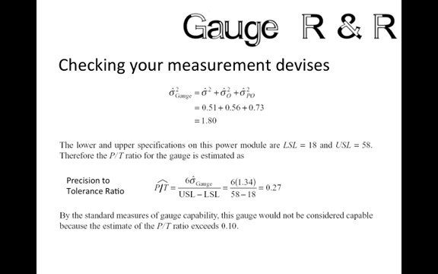And that's the kinds of things we're going to do with gauge R&Rs. We actually try to isolate the variability associated with the measurement device as opposed to being associated with the part itself.